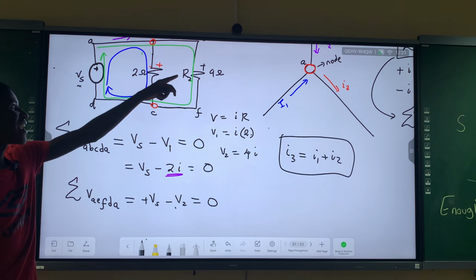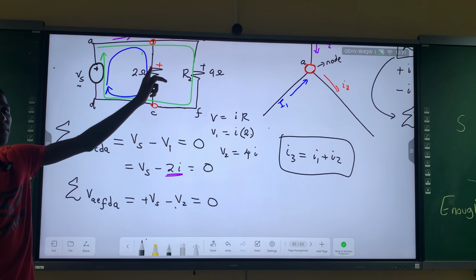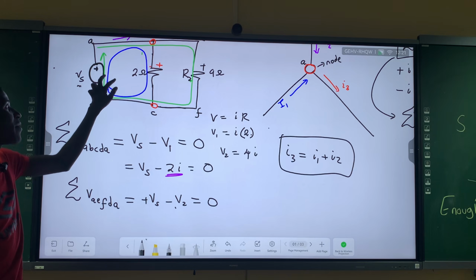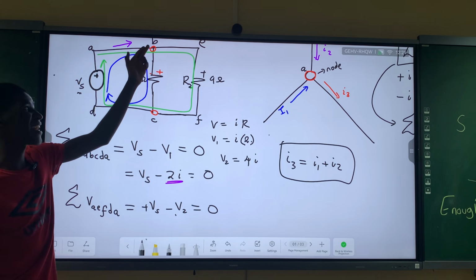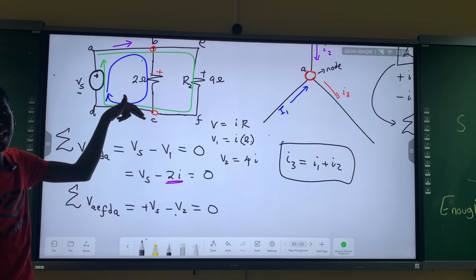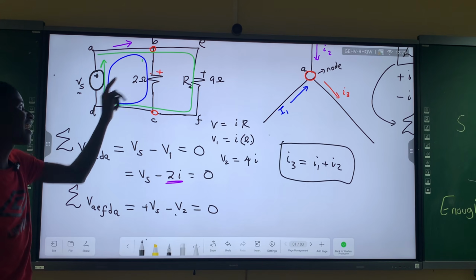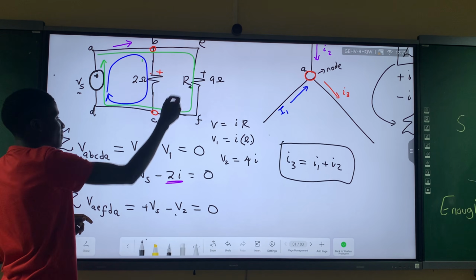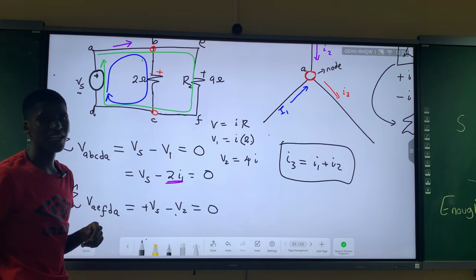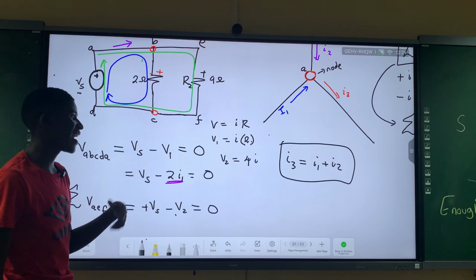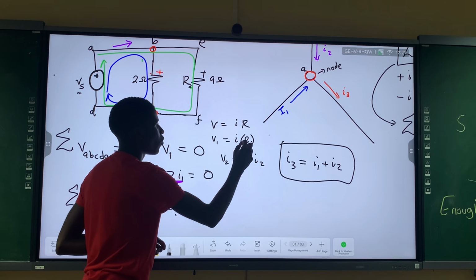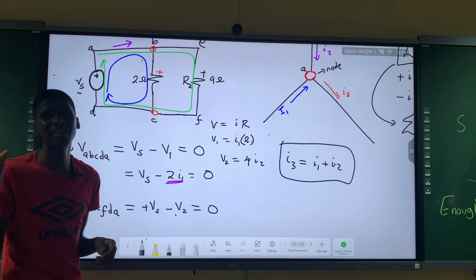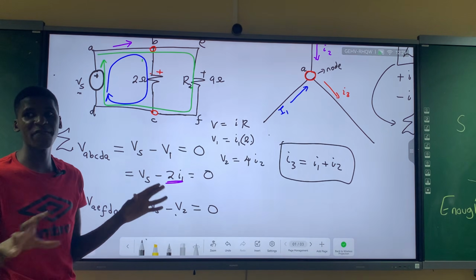Will the current I there be the same as the one at the 2 ohms? No, because remember this was the total current, and it splits, one going one way and the other going the other way. So automatically the current going through this 2 ohms resistor, let's say we call it I1. The other one, let's just call it I2. That's when you start putting subscripts to show that our currents are different.